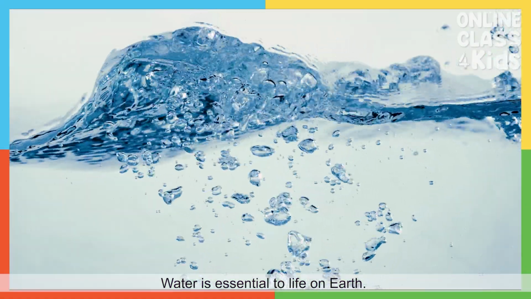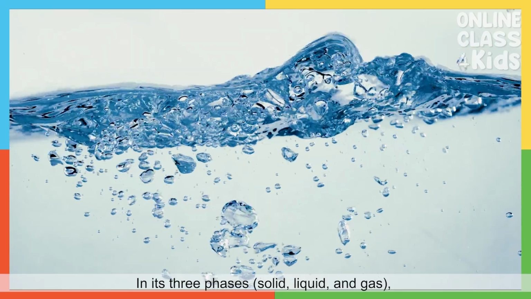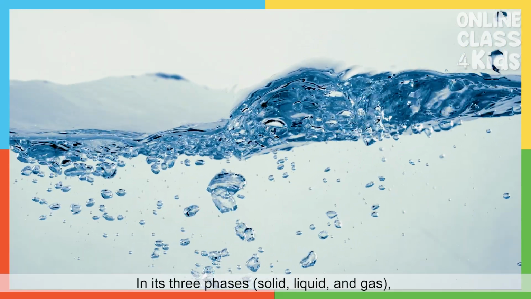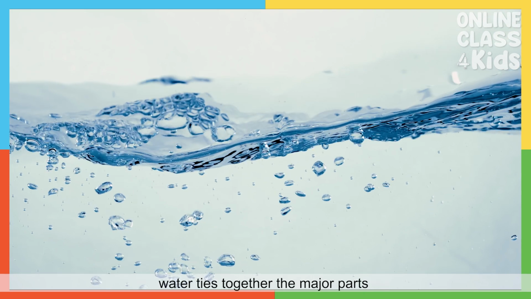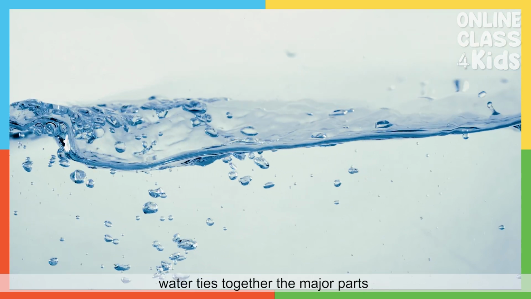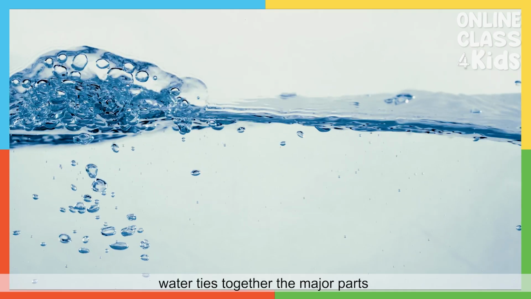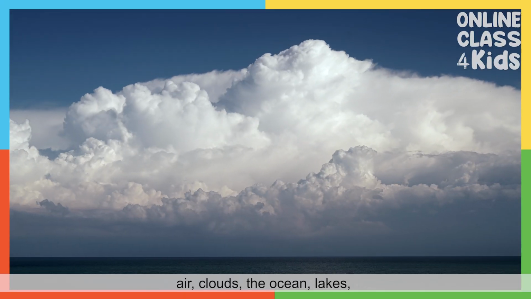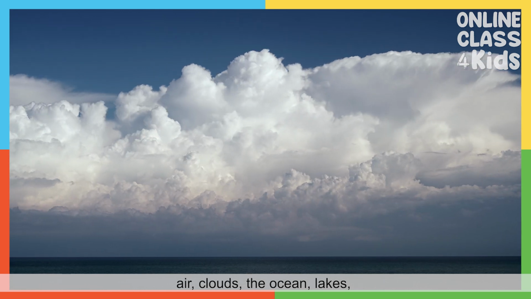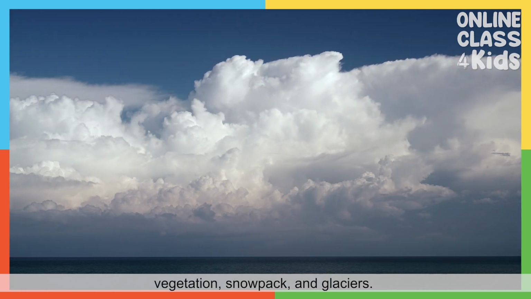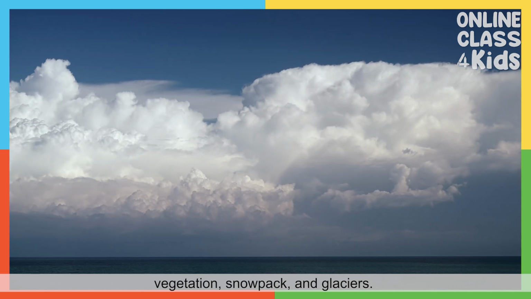Water is essential to life on Earth. In its three phases, solid, liquid, and gas, water ties together the major parts of the Earth's climate system: air, clouds, the ocean, lakes, vegetation, snowpack, and glaciers.